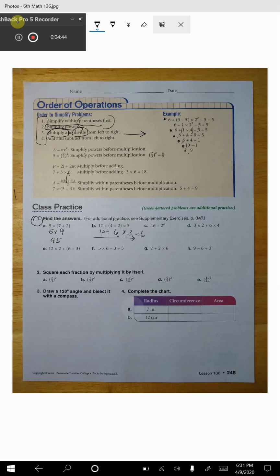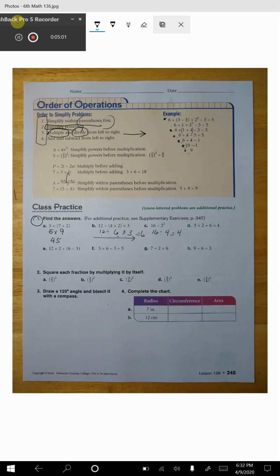In C, I have to do this 2 to the 2 power first. So I'm not going to divide first. I'm going to go 2 to the 2 power. Well, that's a 4. Now I'm going to do 16 divided by 4, and that equals 4.